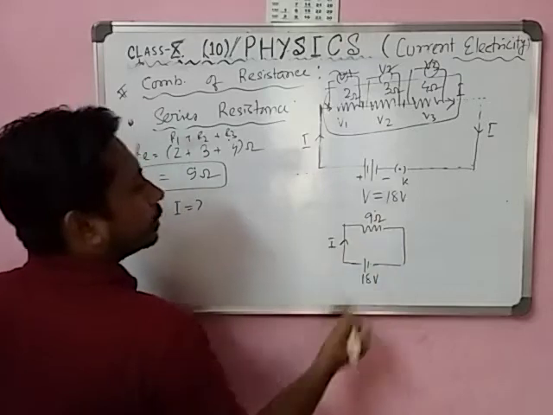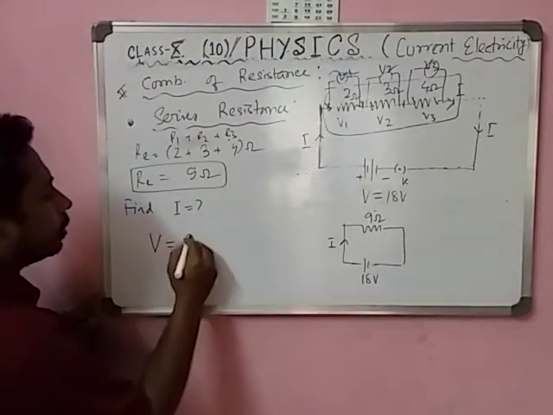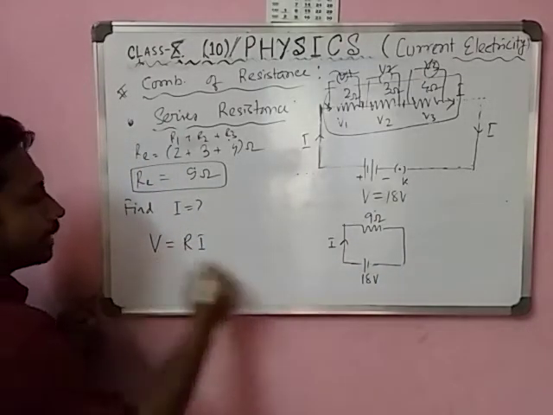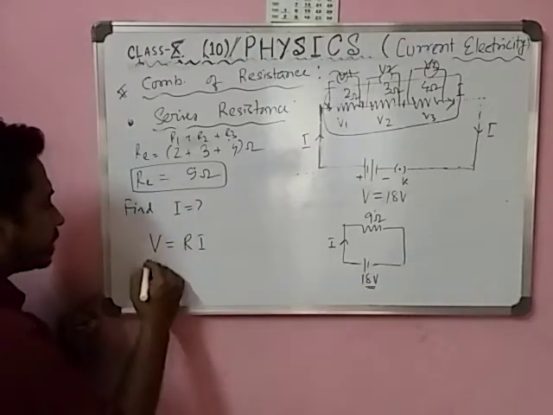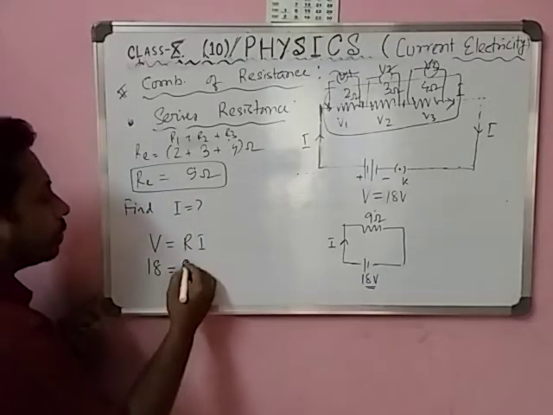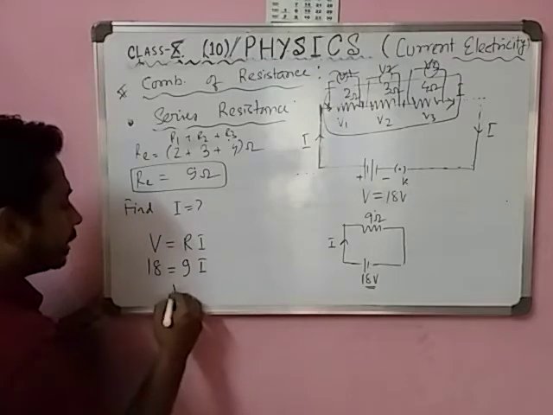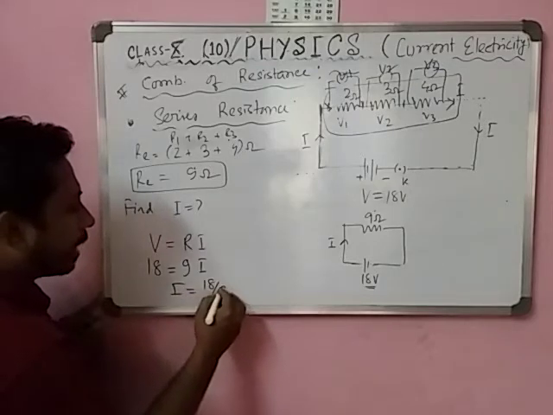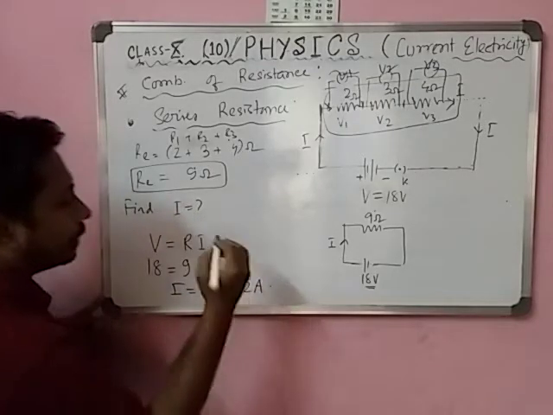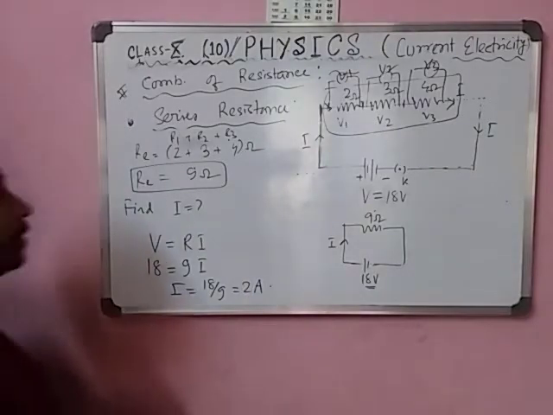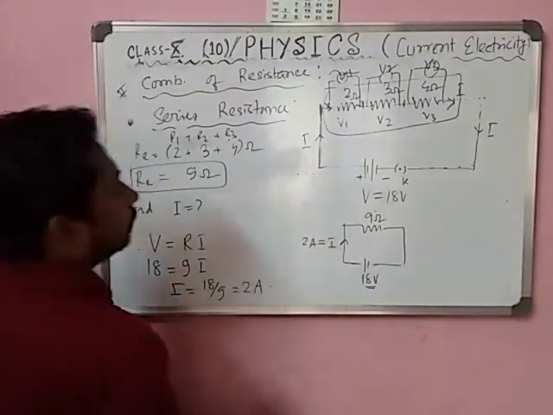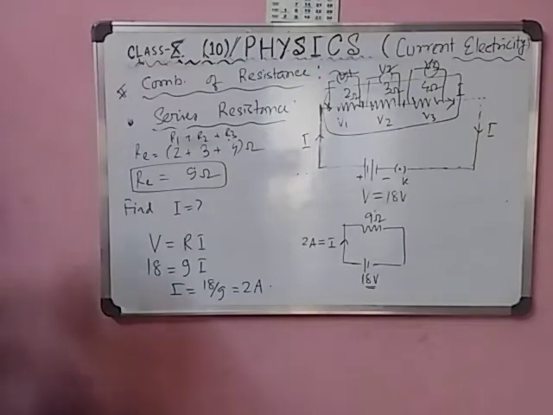This is I. So you know the Ohm's law formula, V equal to RI. Here total voltage how much? 18. Total R how much? 9. And you want to find I. So I equal to 18 by 9. It means 2 ampere. Right. So that current will be 2 ampere. So this type of question actually comes in your class 10th question paper.